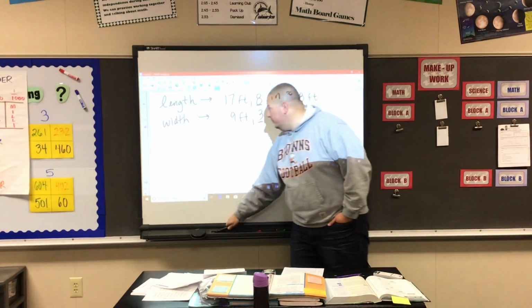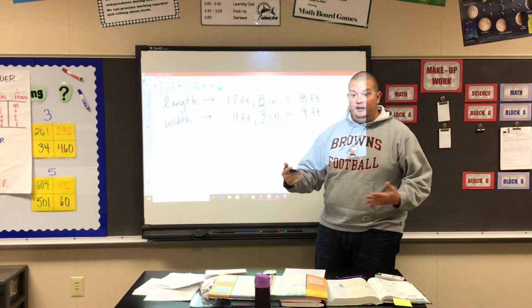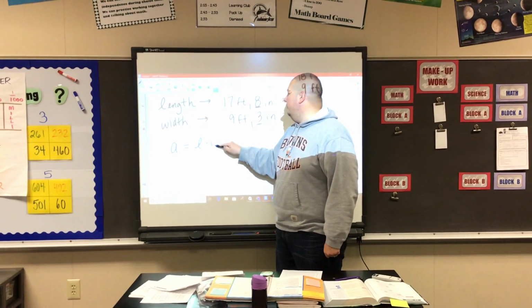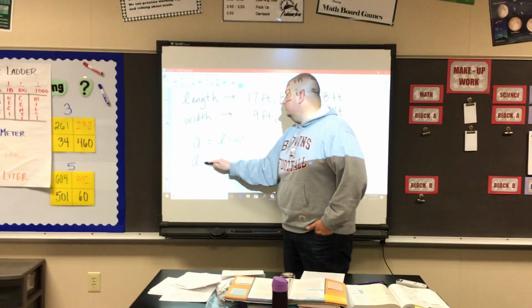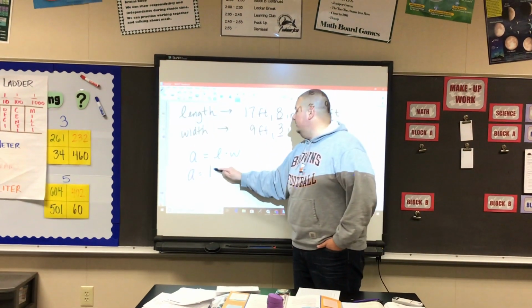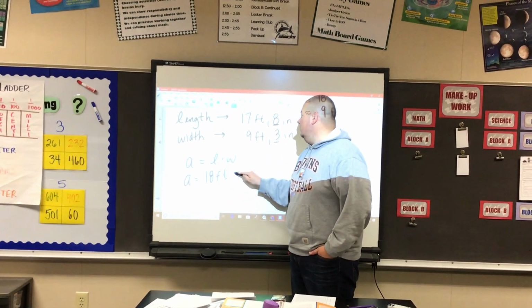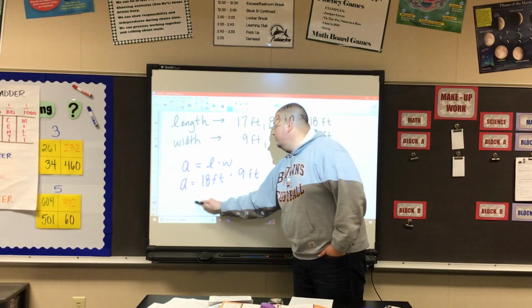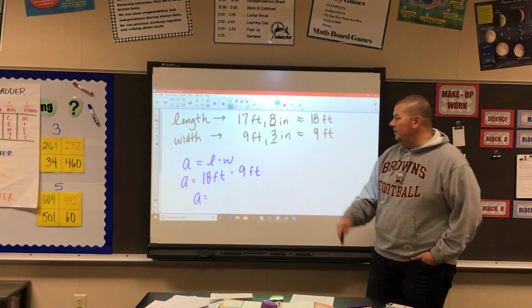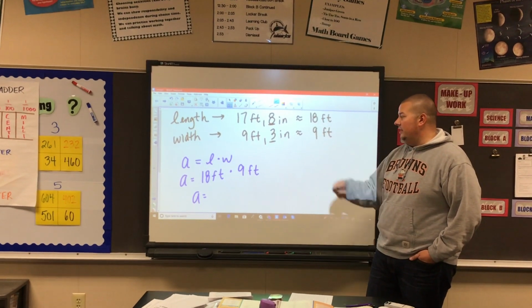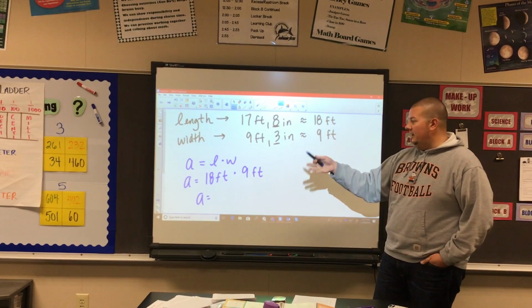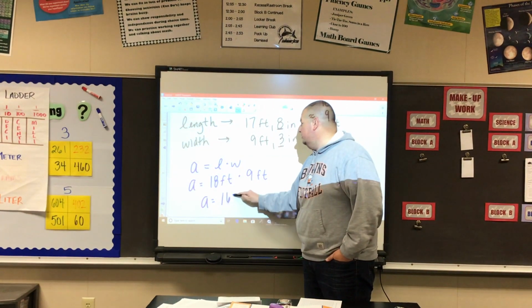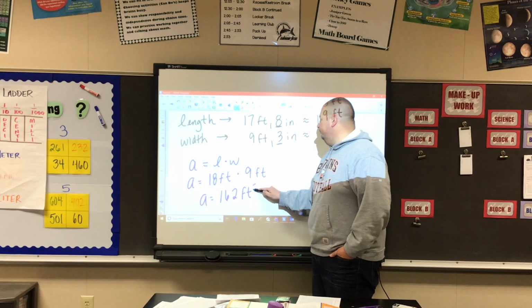You probably recall from your math class that to find area, you're going to use the formula length times width, and plug in those values. So we have about 18 feet, and we're multiplying that by about 9 feet. That should give me a total area for the wall of 18 times 9. I know 10 times 9 is 90. 8 times 9 is 72. 90 and 72 would be 162 square feet.